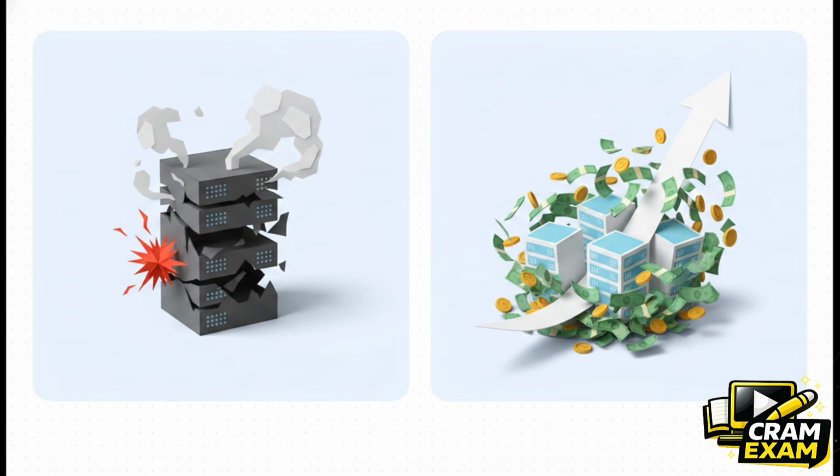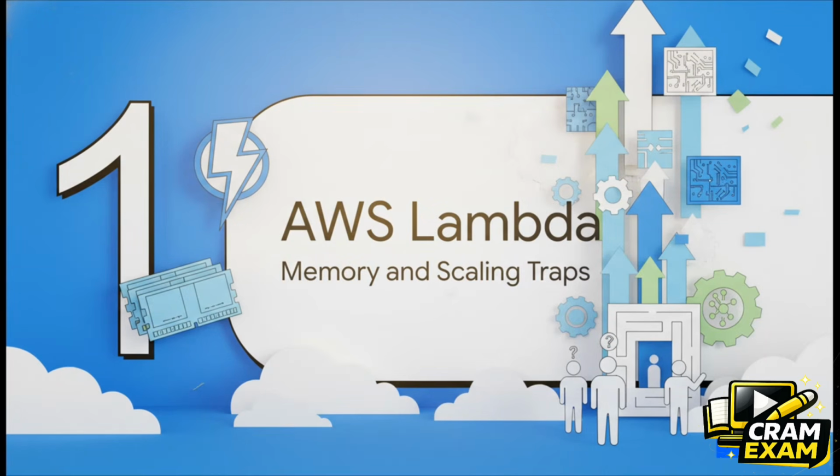AWS is entirely elastic. It's designed to scale automatically to meet demand. So if your code is terribly inefficient, AWS doesn't automatically throttle it, it just throws more and more hardware at it to keep it running fast. And that is exactly why your application becomes incredibly expensive before it ever becomes slow. Let me show you how to actually optimize your AWS applications for both speed and cost so you don't accidentally bankrupt your company. Let's start with AWS Lambda and look at memory and scaling traps.